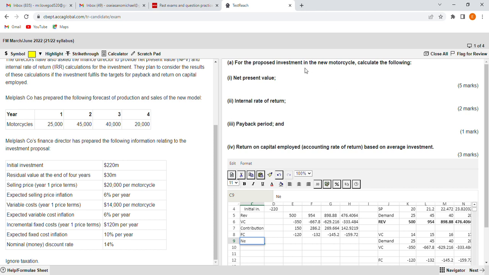Your net cash flow is equal to again the sum, or you can do just equal to the contribution plus the negative first cost. You drag it to year 4. So this is the net cash flow.